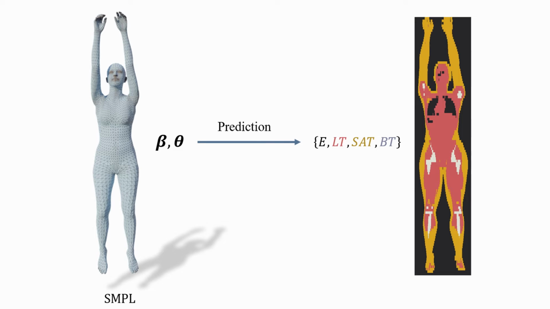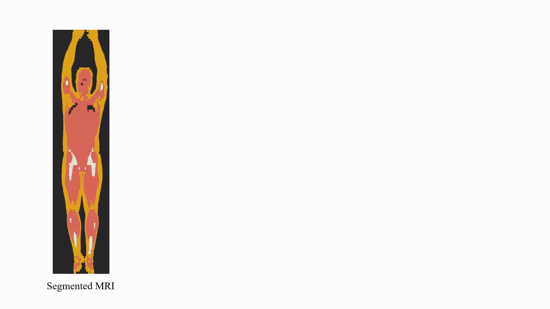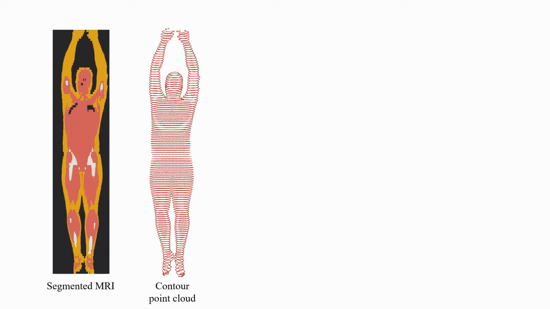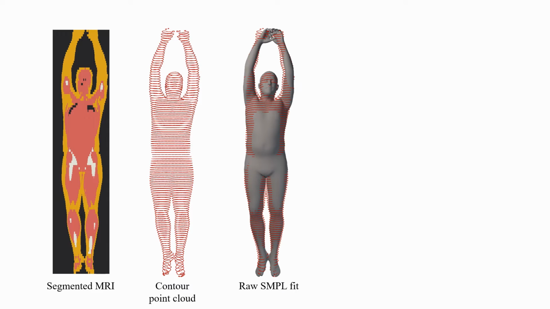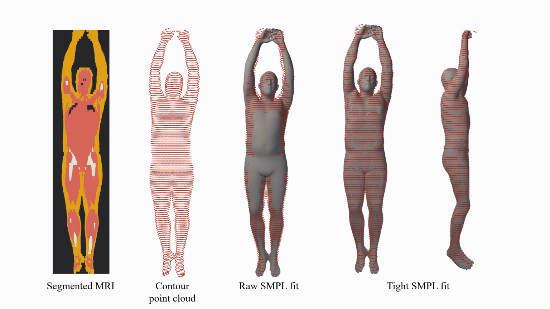To correlate the occupancy of the tissues to the body shape, we need to model that body shape. Given an MRI, we start by extracting the contour point cloud. Then we optimize the SMPL pose and shape parameters to fit this point cloud. SMPL cannot model stomach compression, so we finish by optimizing the vertex positions to get a tight fit of the MRI contour. Note that we want the raw SMPL fit to have the proper body volume. To do so, we refine the raw SMPL fit to have the same body volume as the tight fit.